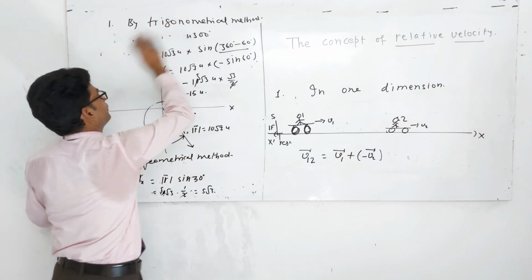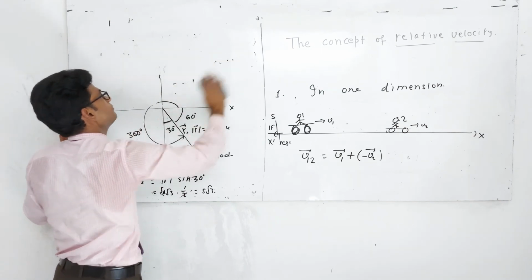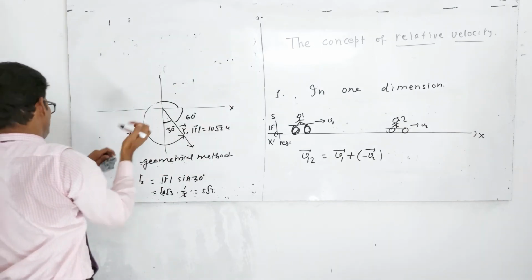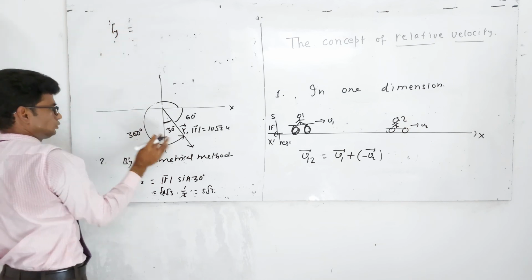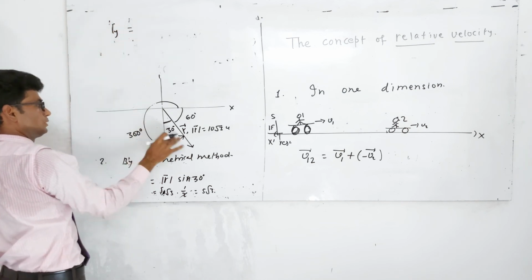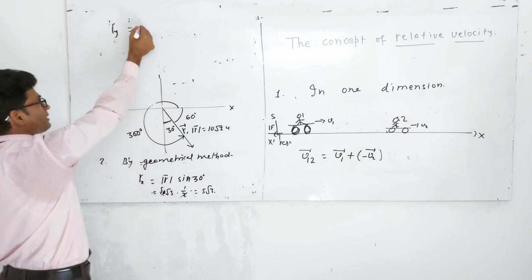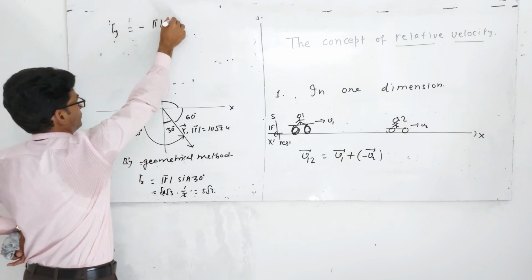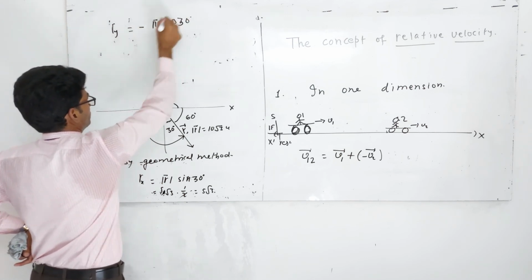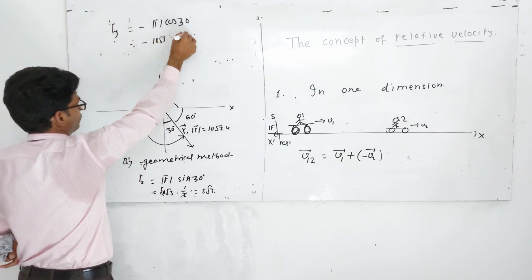Now the y component. So here the angle with the y, so put cos here, and it is pointing in the negative direction. Put the minus sign before it: minus mod r cos 30. The mod r is 10 root 3, and cos 30 is root 3 by 2.